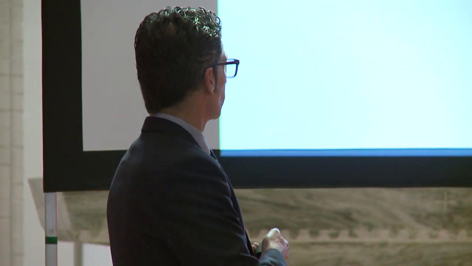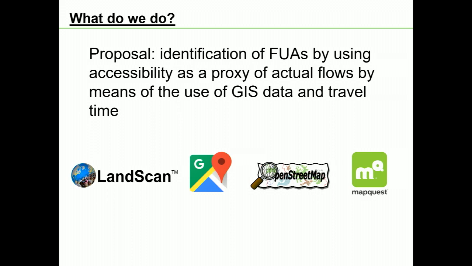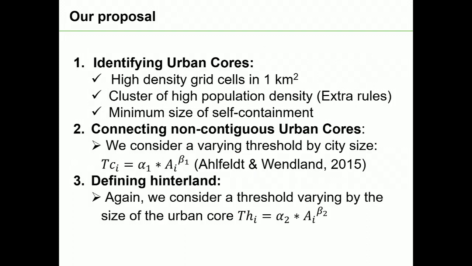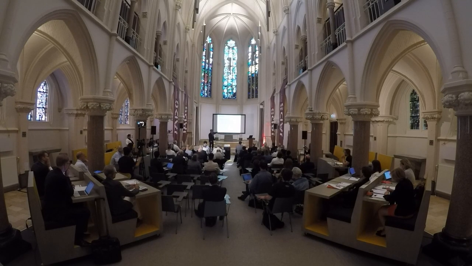Our proposal is to use, as it has been done in the past, satellite data to find this high density, and also a combination of Google and OpenStreetMaps. Our proposal is, first, finding high density grid cells with satellite data. Second, connecting non-contiguous urban cores and defining the hinterland in situations when we don't have commuting flows. What do we do then? We basically work with isochrones. The isochrones will be found by using these Open and Google Maps databases.